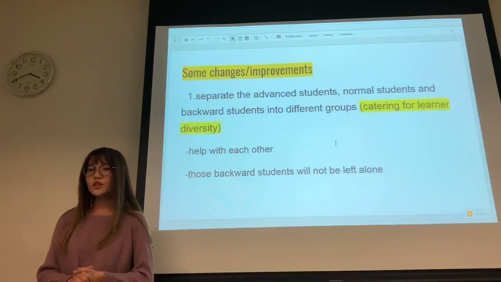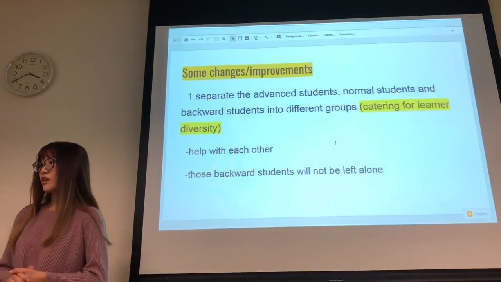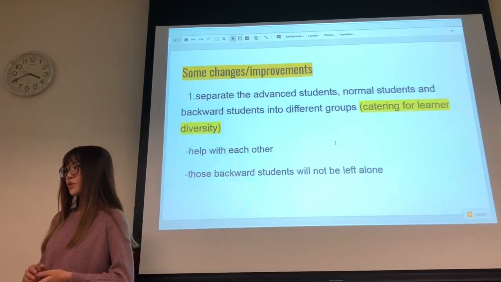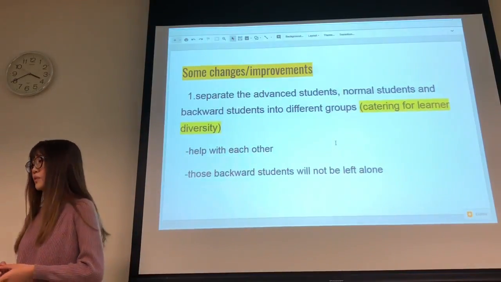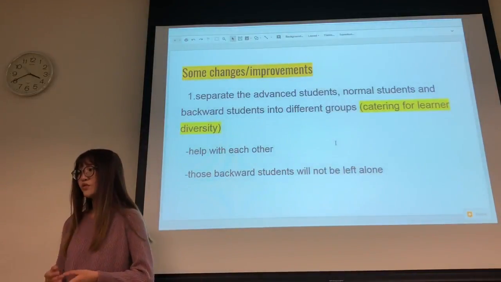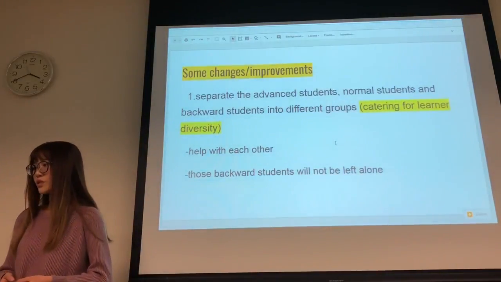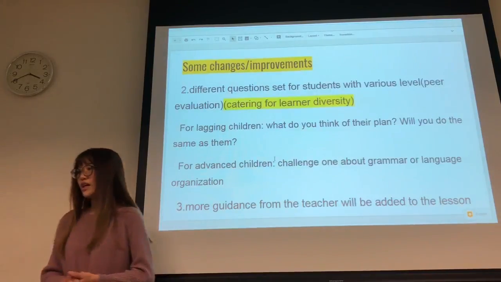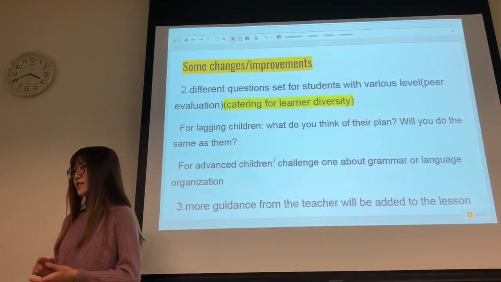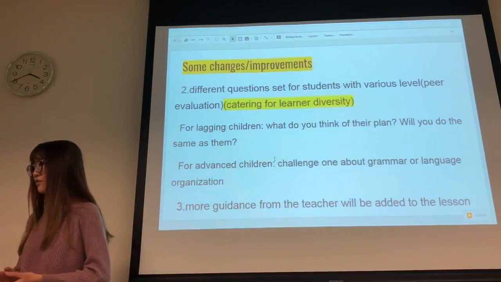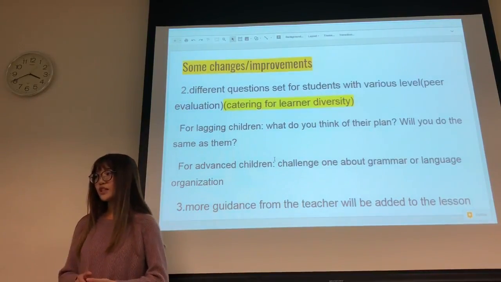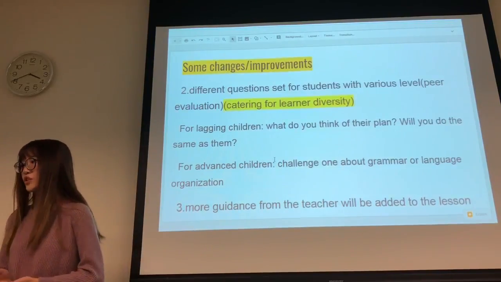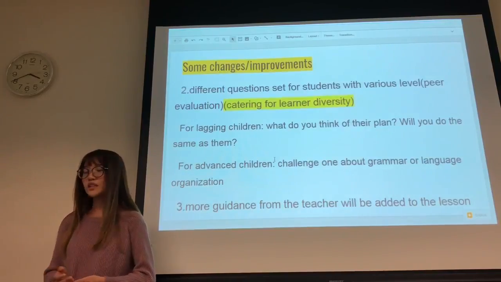So some changes or improvements can be considered. First of all, separate the advanced students, normal students, and backward students into different groups to provide them a chance to help each other, and those backward students will not be left alone. And secondly, different questions can be set for students with various levels. It is worth mentioning that these 2 points are set for achieving the purpose of catering for learner diversity.